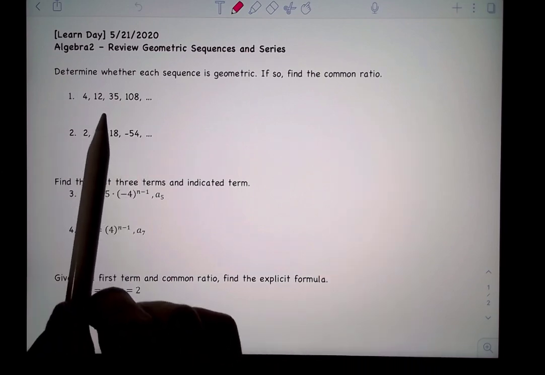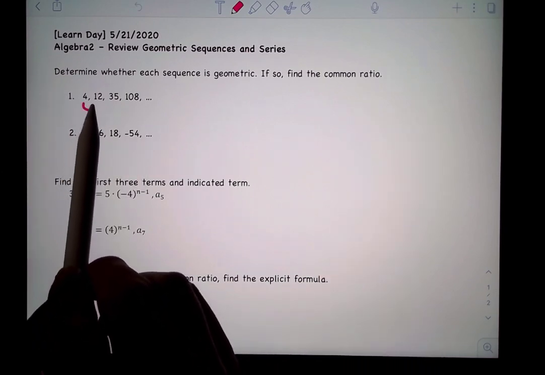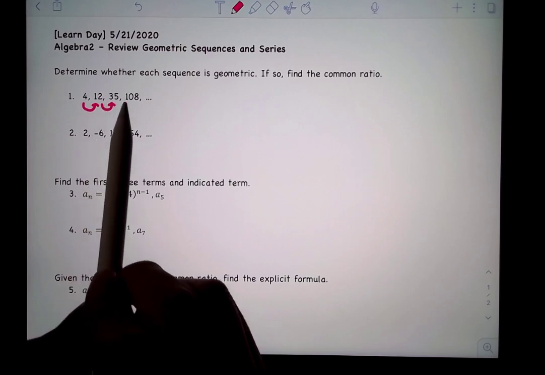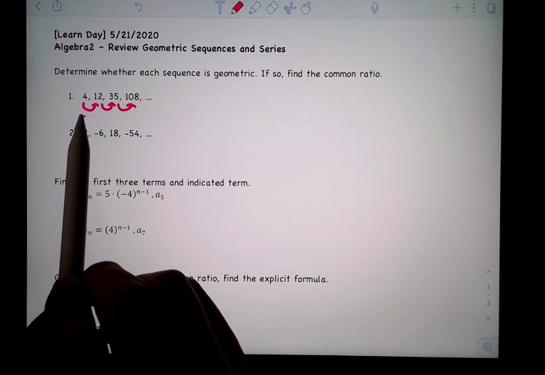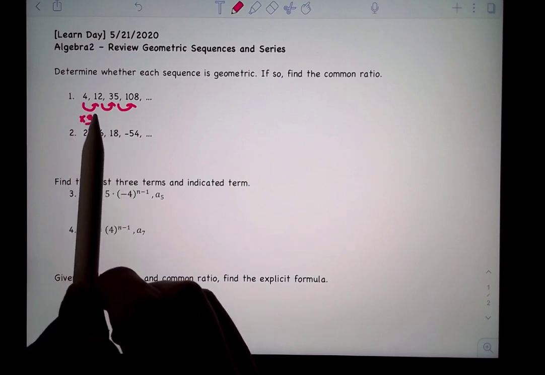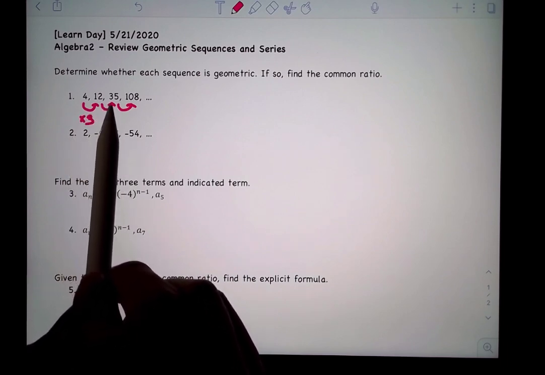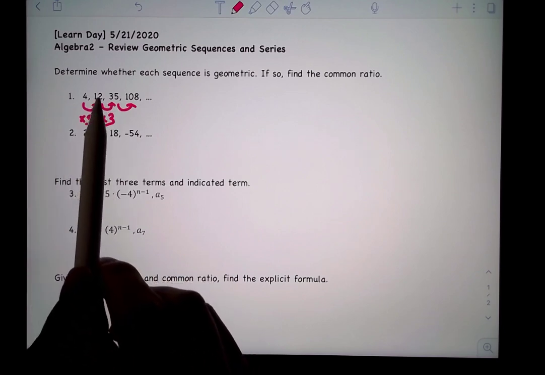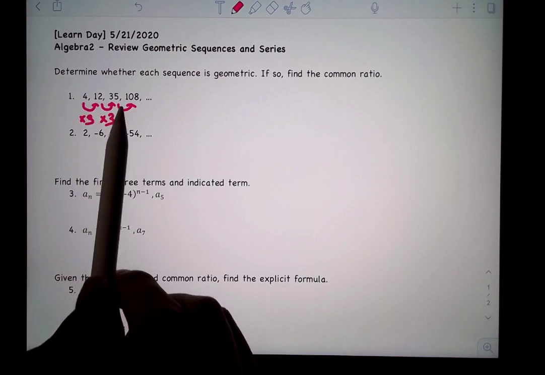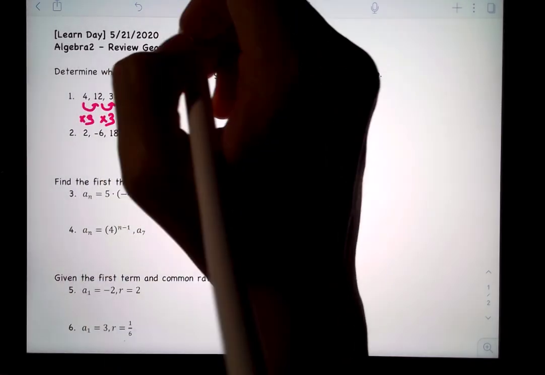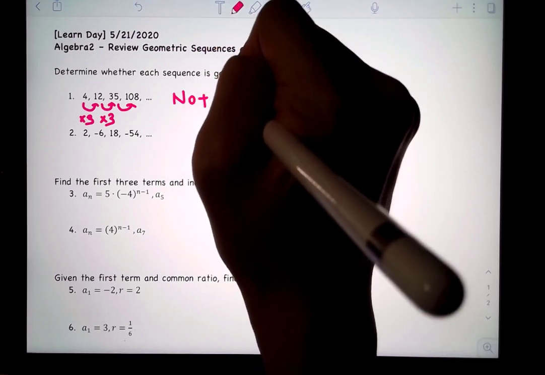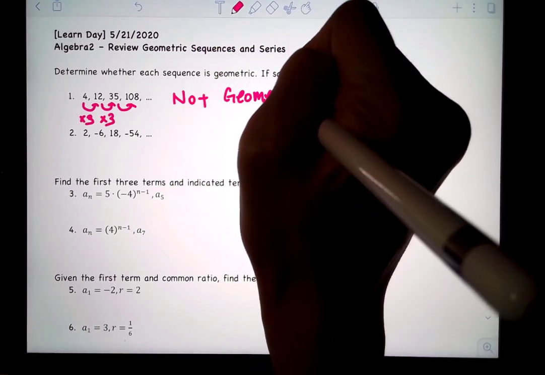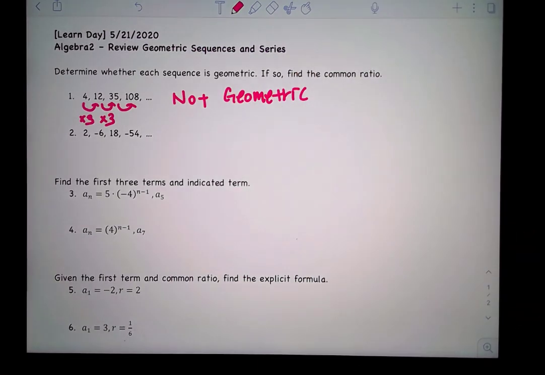All right, so let's look at this. So it's 4 to 12, 12 to 35, 35 to 108. Then when you look at 4 to 12, that's multiplied by 3. Does it work for that? Multiplied by 3. No, it's not. If you multiply 12 by 3, then you get 36, right? So this is not geometric. So you don't have to get the common ratio.